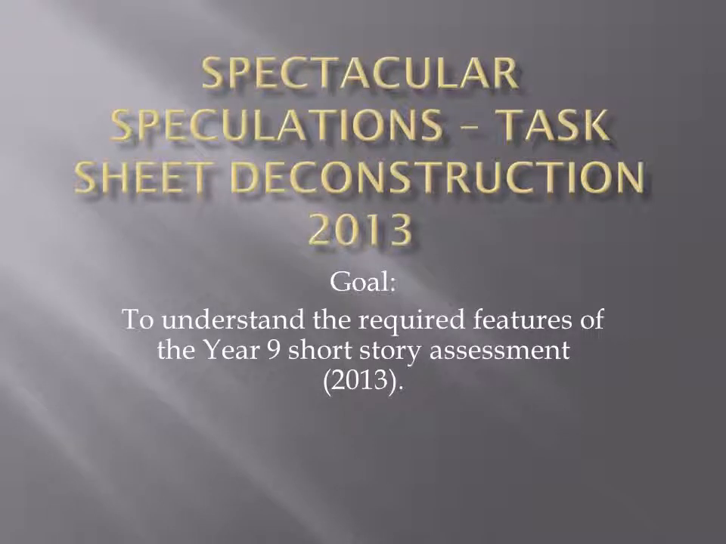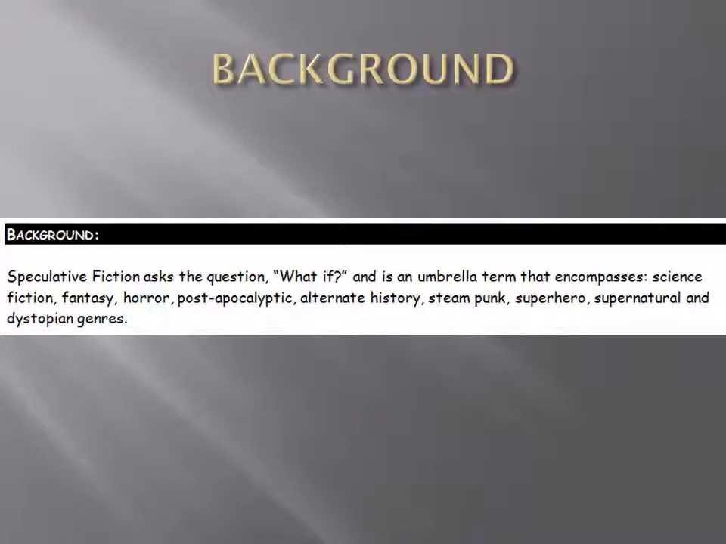Year Nines. This is a quick deconstruction of the task sheet, just looking at the elements that you need to understand. It'll be followed up by a more detailed one looking at the short story structure itself. So the background for this whole unit has been about speculative fiction, so the short story that you write does need to fit into one of those subgenres that you've been looking at in class.